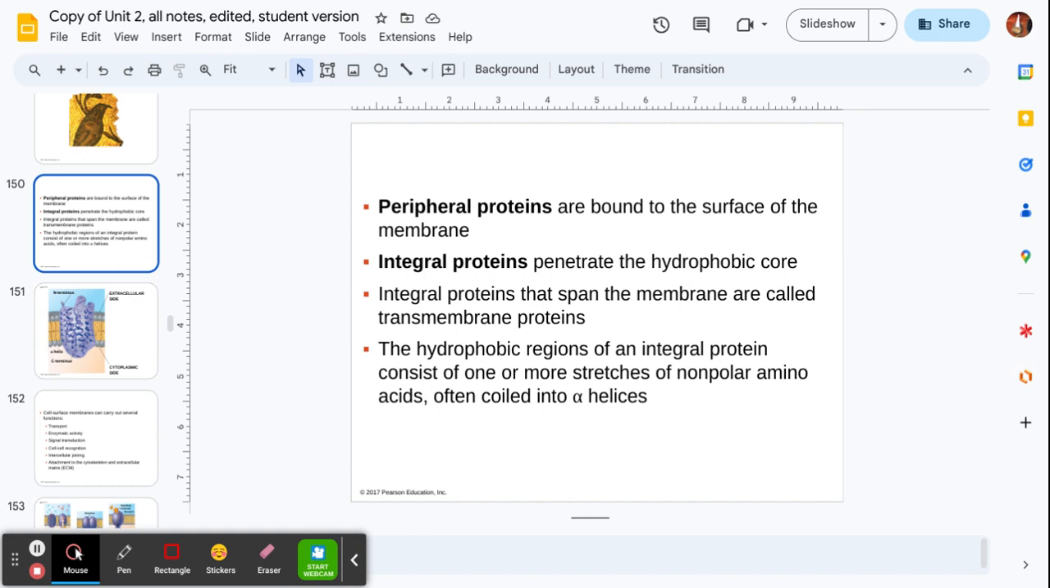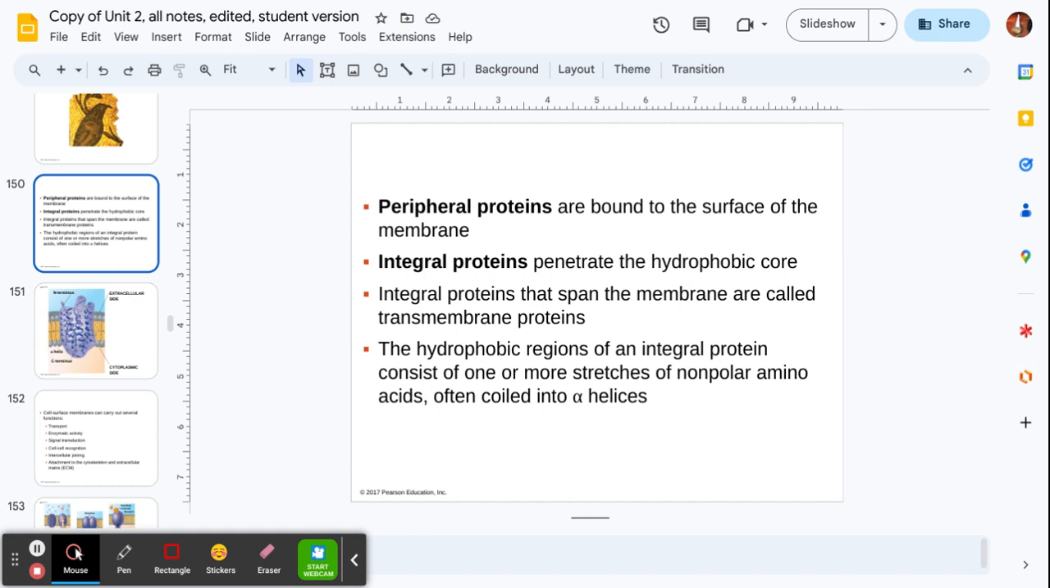And those proteins, if they're bound to the surface of a membrane, are they going to be hydrophobic or hydrophilic? Have to be hydrophilic, right? Because they've got to interact with the water. So those are going to be proteins with a lot of amino acids that are going to be hydrophilic. You can contrast that with integral proteins.